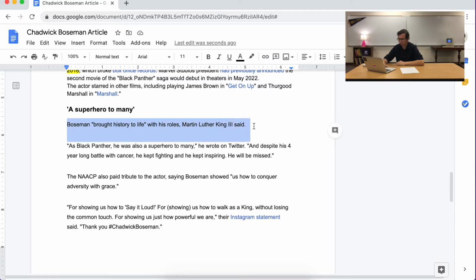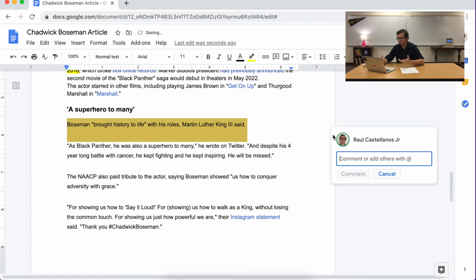So I'm going to write a note to myself here. Martin Luther King III sounds to me like he is the son of Martin Luther King Jr. Now that's clearly an important person. We've read in this news article that Chadwick Bozeman was a black icon, and so I think it's important that there's a quote by Martin Luther King III in this article. So I'm just going to write a note to myself. Interesting quote.